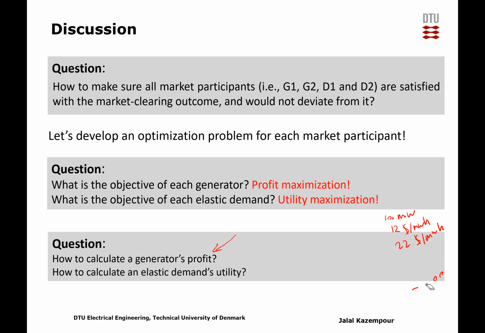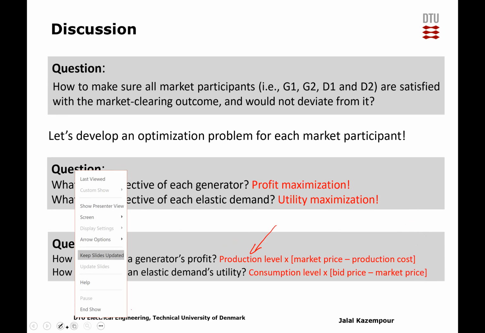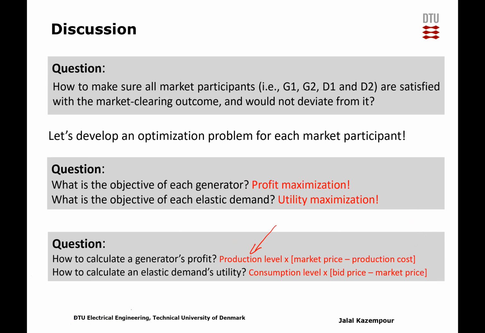So it's the profit of each generator. If we write the profit of each generator, it's its production level times the difference of the market price and the generator's production cost.